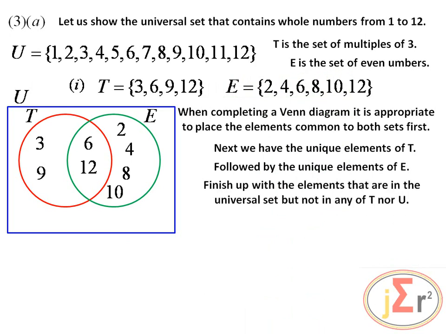Finish up with the elements that are in the universal set but not in any of T nor E. So there we have the elements that are in the universal set but not in any of T or E, which of course will be all of those elements that we have in the universal set that we do not have inside of here already. And finish up with 11.